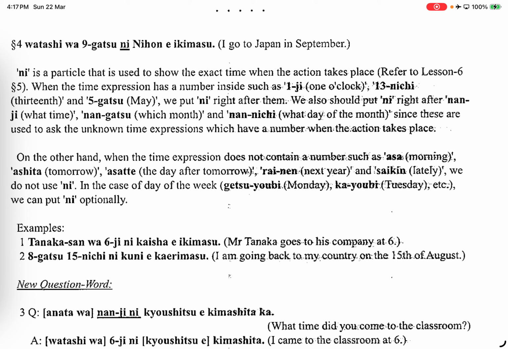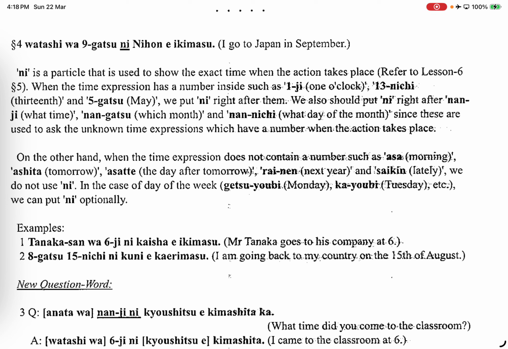But if you think about it, if we can narrow down the time frame into this September only, it is still specifying a time frame. So this ni particle, we will still use it for time expressions with numbers. So instead of an at meaning, it is more of an in. So in September. So I as a subject, about me, in September, to Japan, I go. So I go to Japan in September.